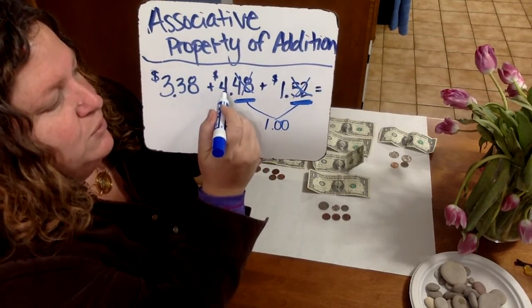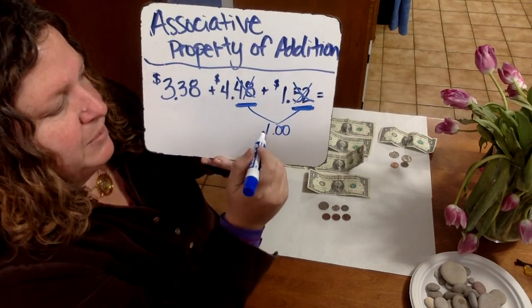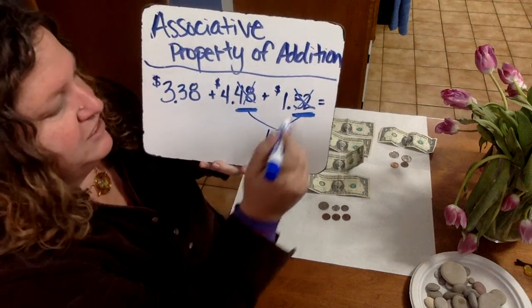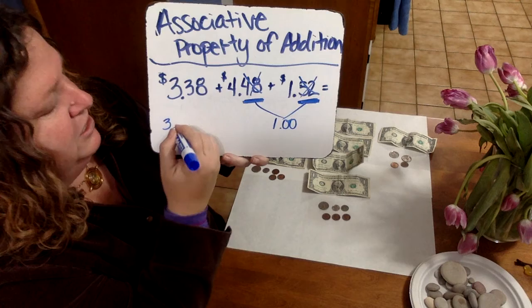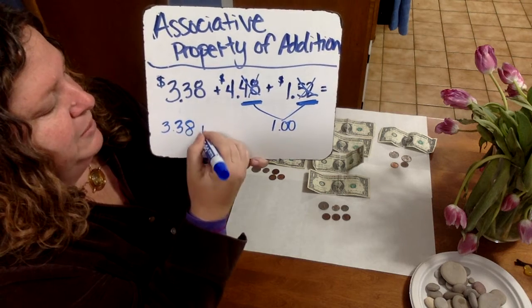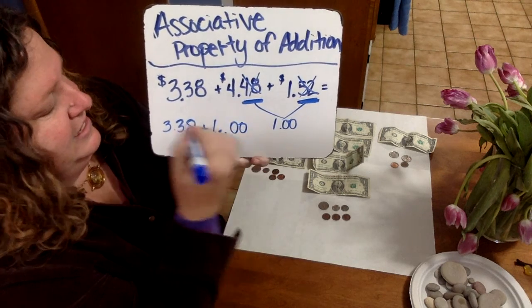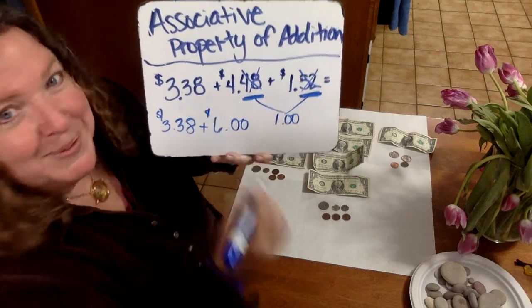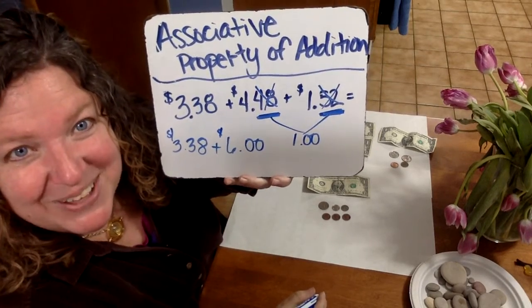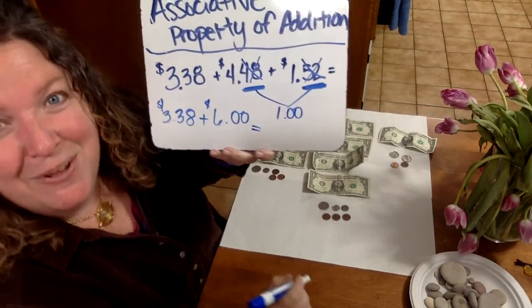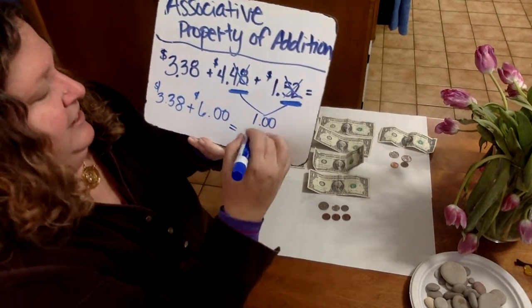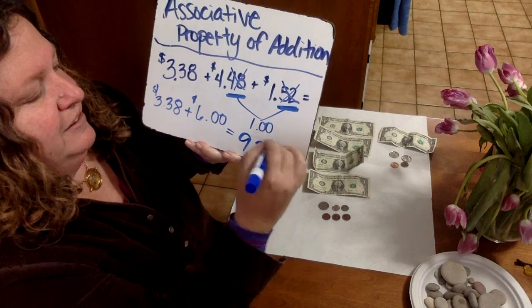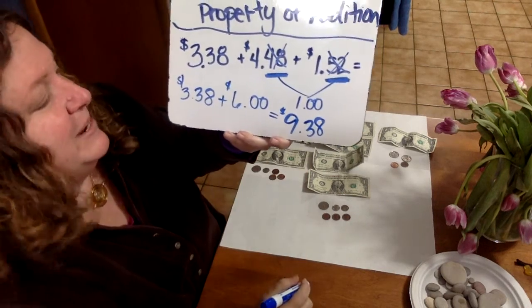So I could do 4 plus 1 plus 1, 4, 5, 6. So I have $6 over here. And now my new problem is $3.38 plus $6. Well, that's pretty easy to solve, isn't it? I bet you can solve that without having to do anything aside from mental math. $9.38.